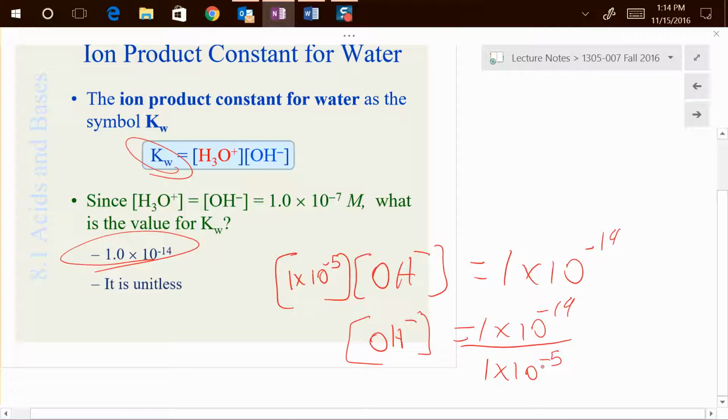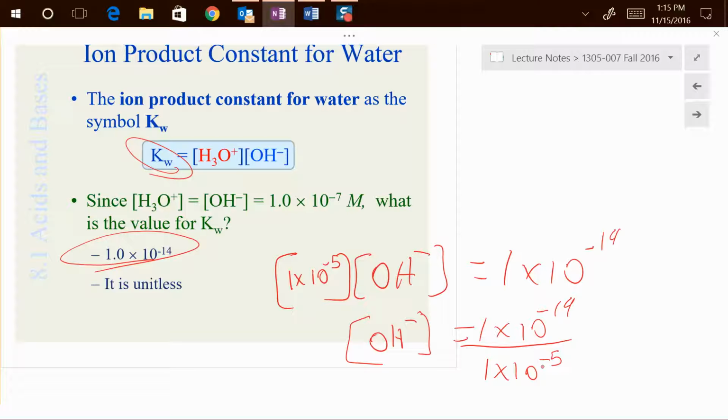Okay? Because this stays constant. 1 times 10 to the negative 14 does not change. What changes? These can change, but this remains constant. So if my OH minus and my H plus are the same concentration of 1 times 10 to the negative 7, then that solution is a neutral solution. Pure water would have these at 1 times 10 to the negative 7 each. And it would be a neutral water solution.